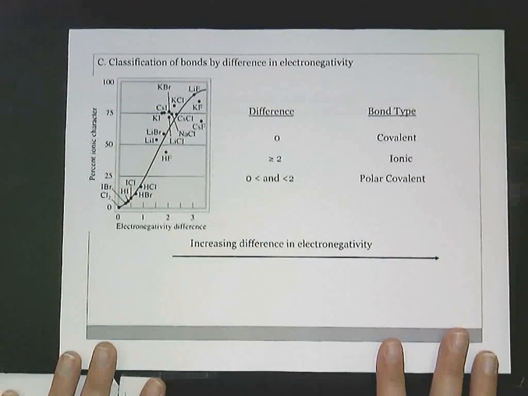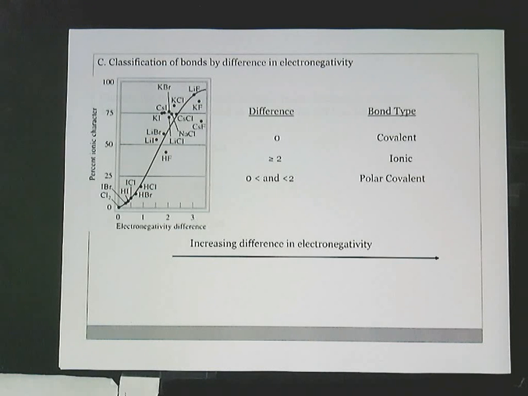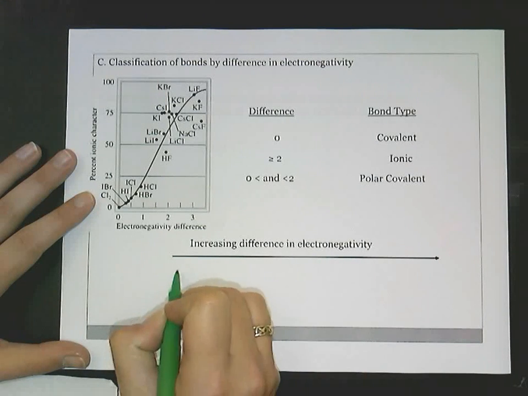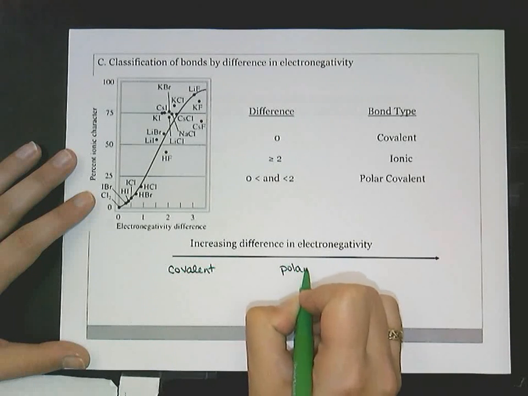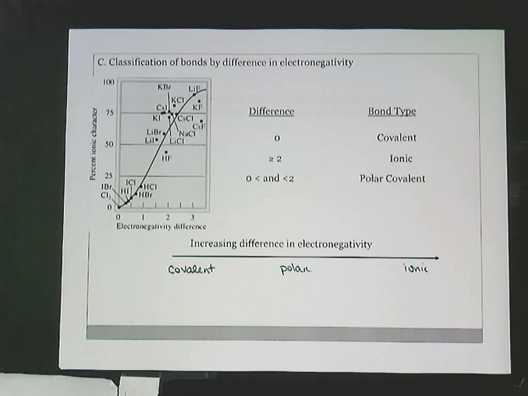If we have a difference of 0, we know for sure that's a truly covalent bond. If we have an electronegativity difference greater than 2, it is going to be an ionic bond. In other words, one atom has taken the electrons from the other. And if it's somewhere in between, it's going to be a polar bond. As the difference in electronegativity increases, we go from covalent to polar to ionic. The greater the difference, the more likely it is an ionic bond.